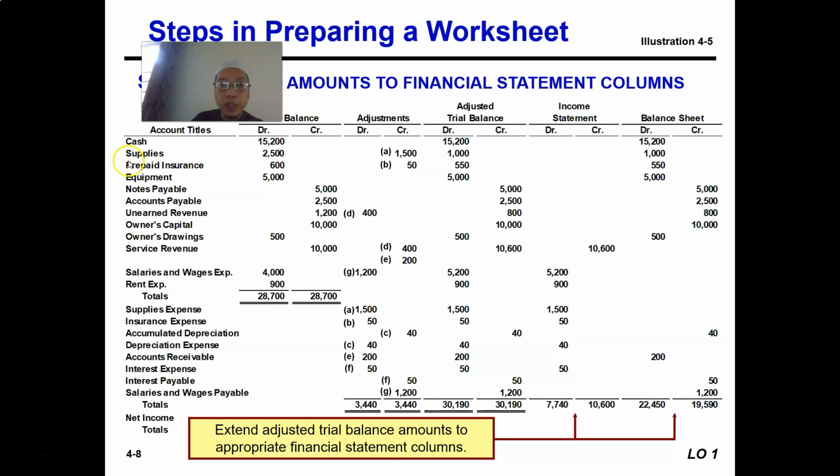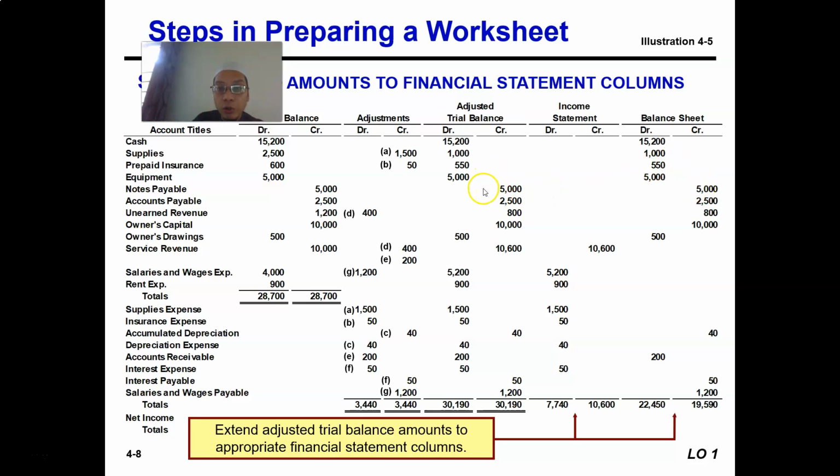So we go, the next one will be supplies. Supplies is a debit side in the adjusted trial balance. Then supplies is an asset, so therefore we put it into our balance sheet on the debit side as well. So we go one by one. Prepaid insurance is an asset, so we carry it into the balance sheet. Equipment is an asset, we carry it into the balance sheet. Notes payable is a liability, so we carry it into the balance sheet on the credit side.